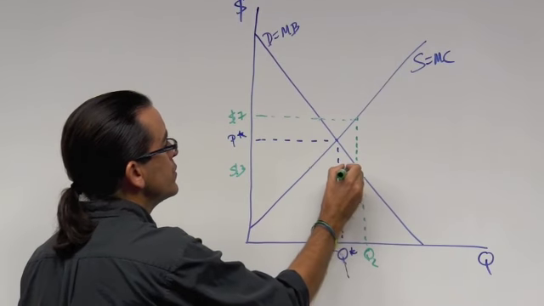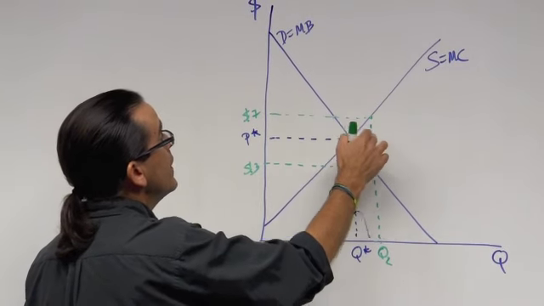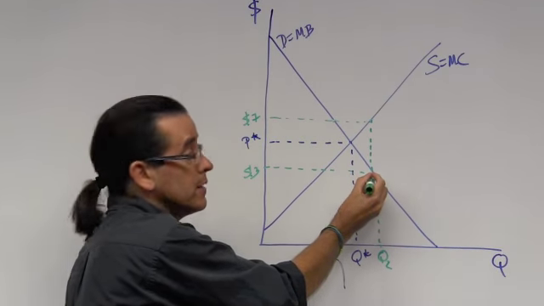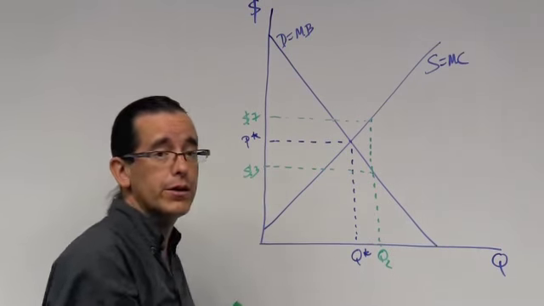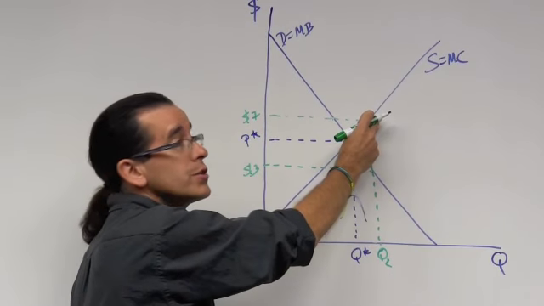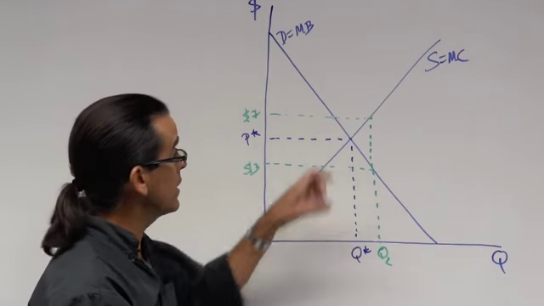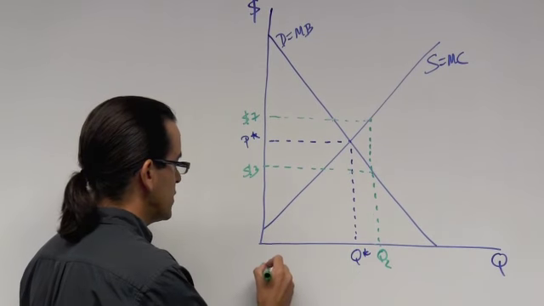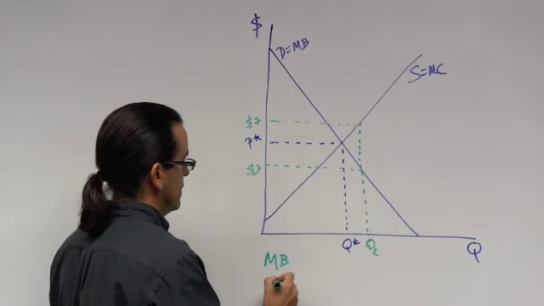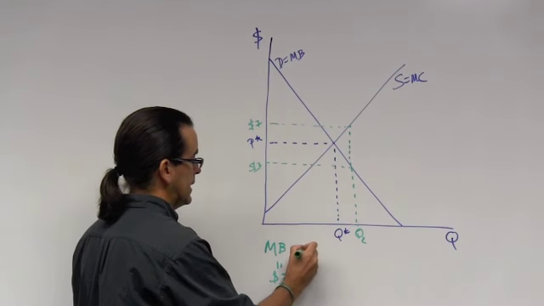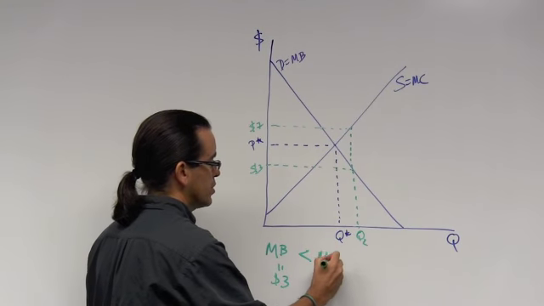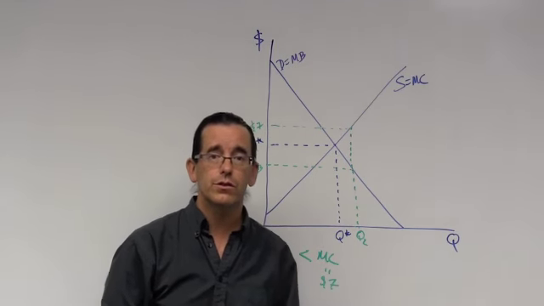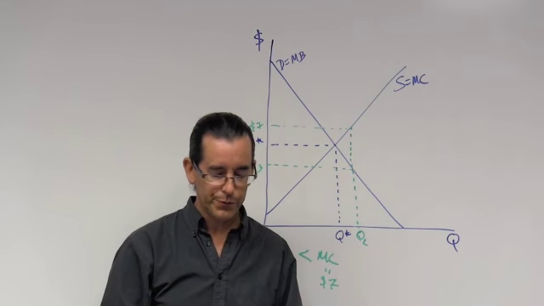And at that Q2, again, we can read the marginal benefit, which is read from the demand curve, and we can read the marginal cost, which is read from the supply curve. So the difference here, compared to the first situation, is that the marginal benefit at $3 is less than the marginal cost, which in this case is $7. So kind of the opposite situation. Okay?